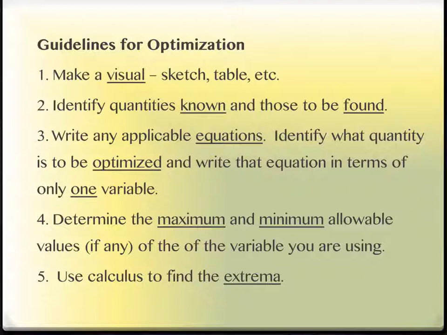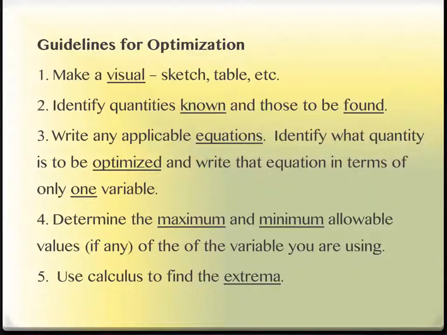Let me just pause for a moment and tell you, you can actually do this with two variables. It's called multivariable calculus, and that's a Calc 3 topic. A few of you are going to head up that direction at some point, so you will get to do that, but not today. And then after you figure out what it is you want to optimize, which variable that is, you're going to determine the maximum and the minimum allowable.